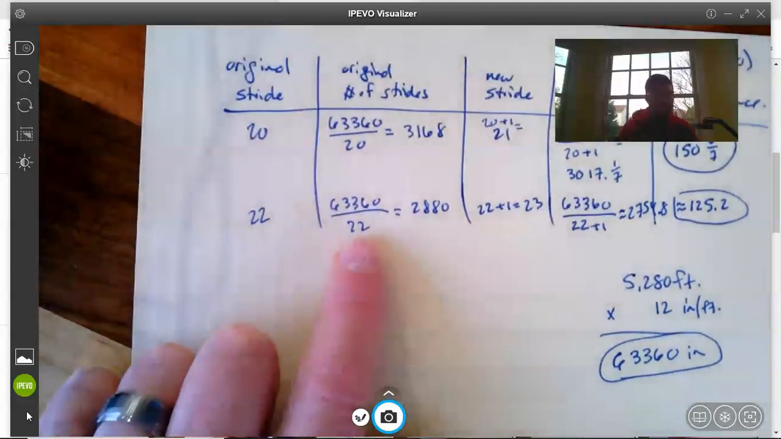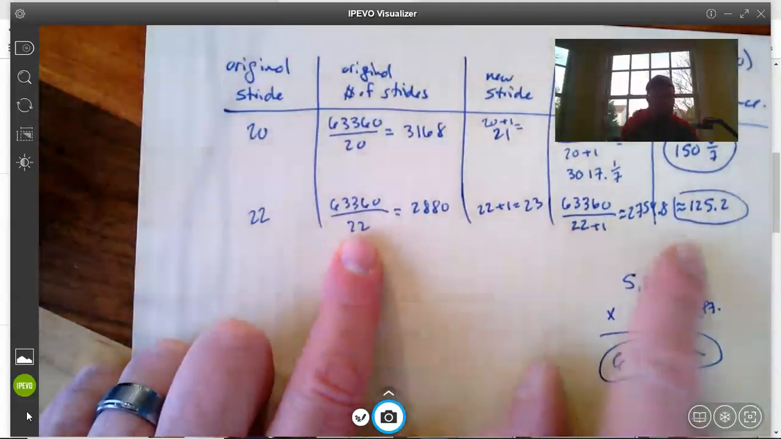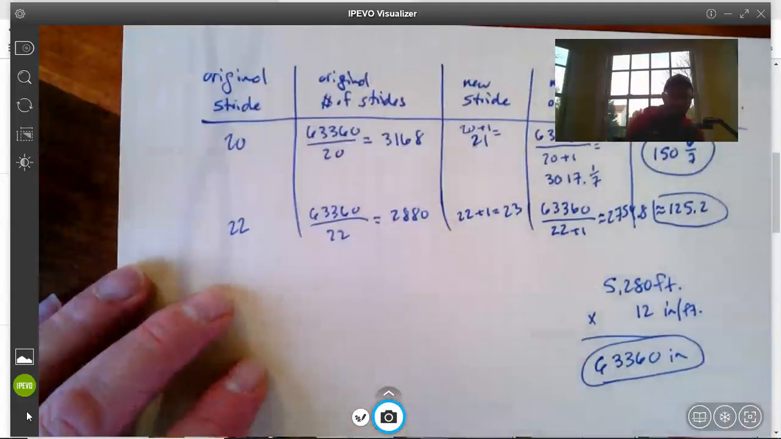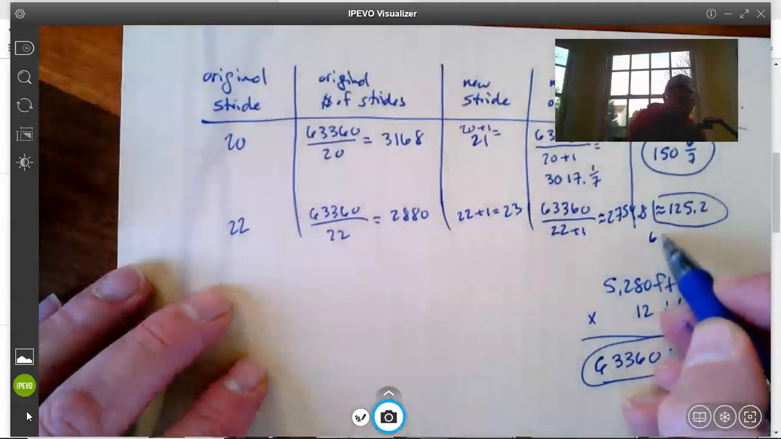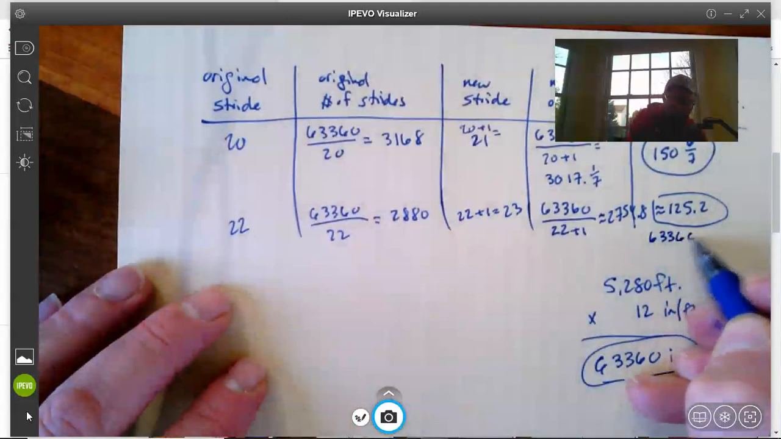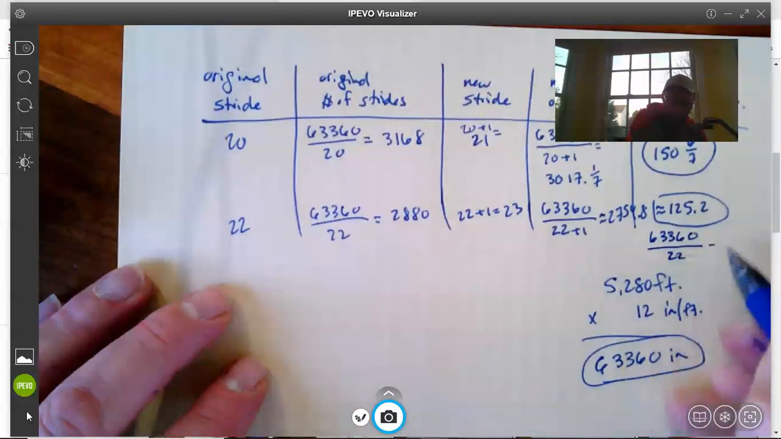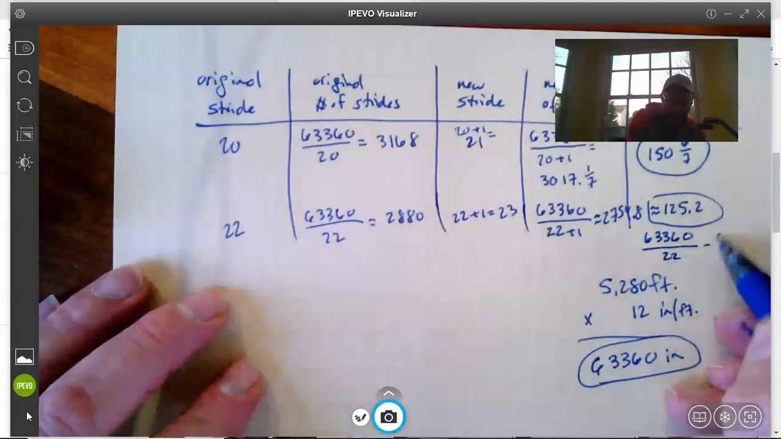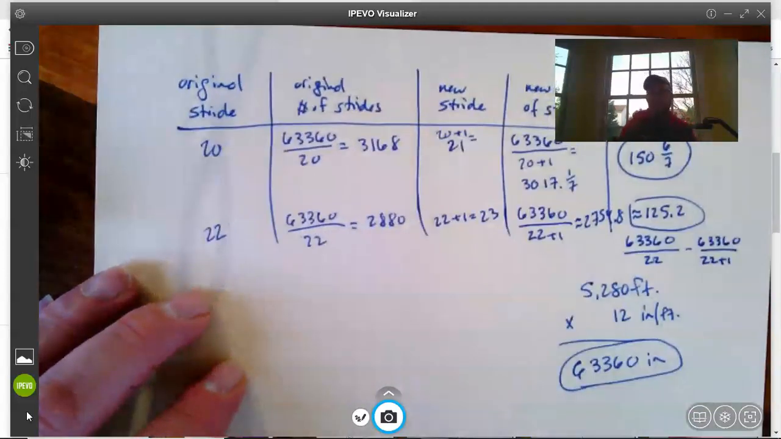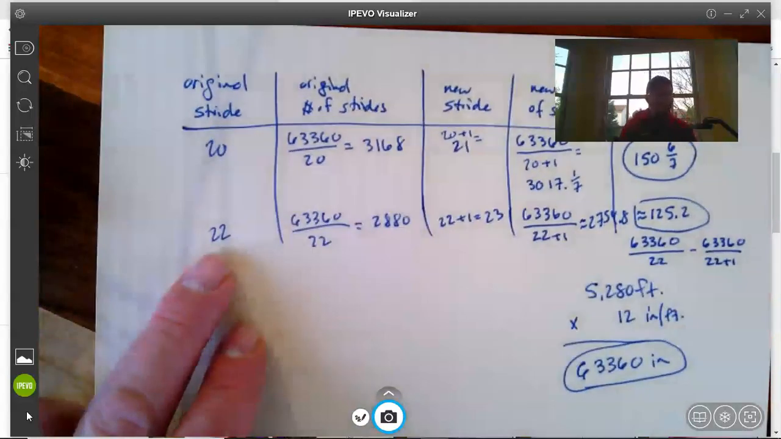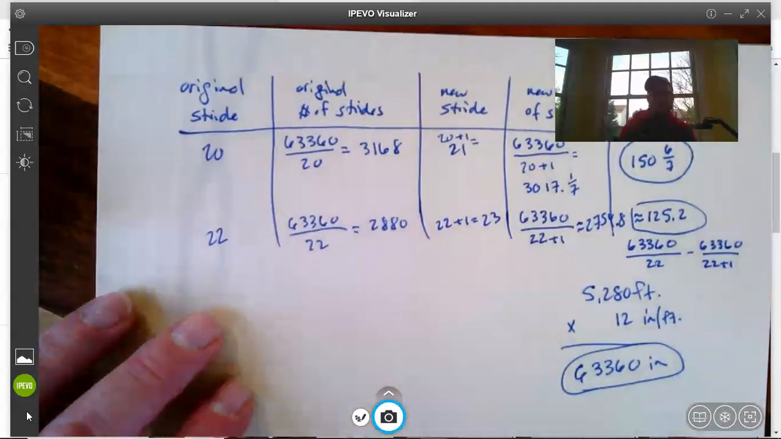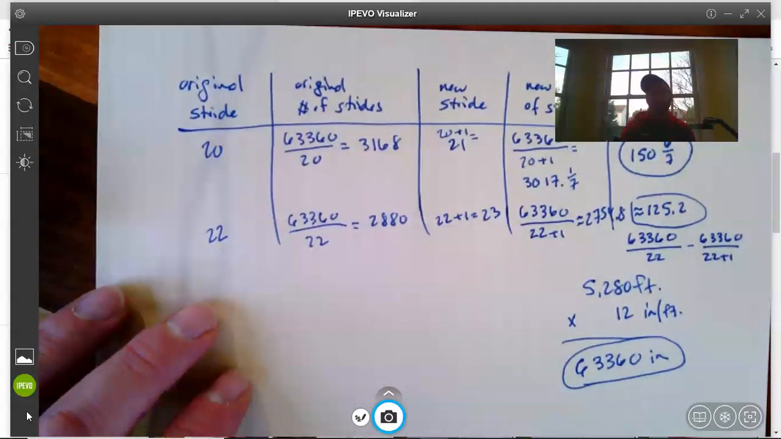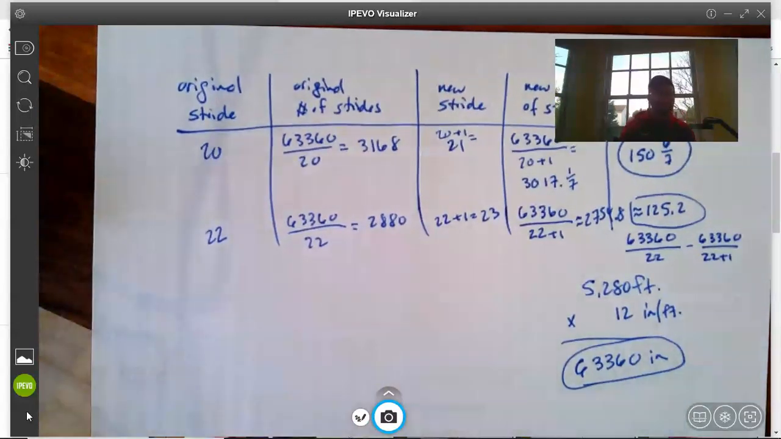Again, notice how instead of just writing my answer, I wrote out my actual calculation for everything. In fact, this last one here would have been 63,360 over 22 minus 63,360 over 22 plus 1. And the reason we're doing this is we want to follow our original number all the way through our calculation to see how it lands in the final calculation, and that can help us write a formula. So in place of 22, I could just substitute different numbers.